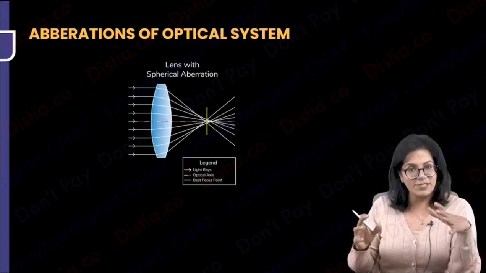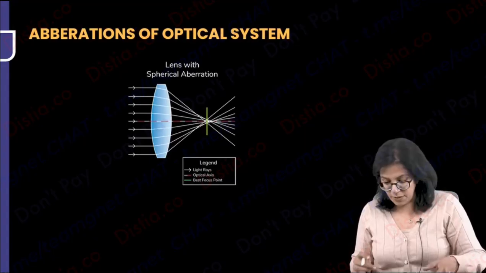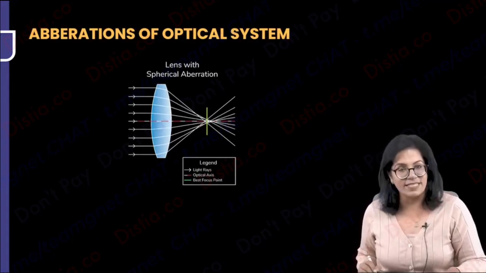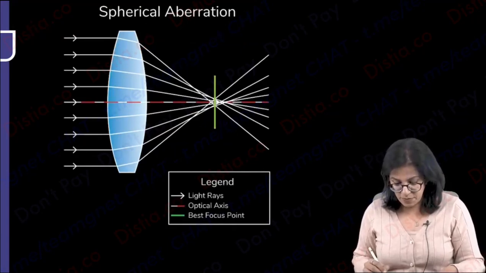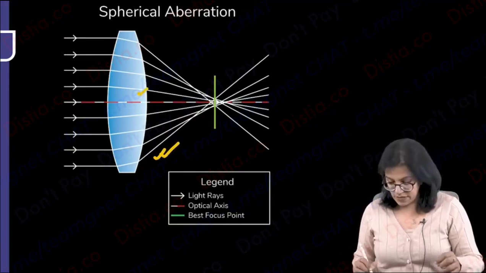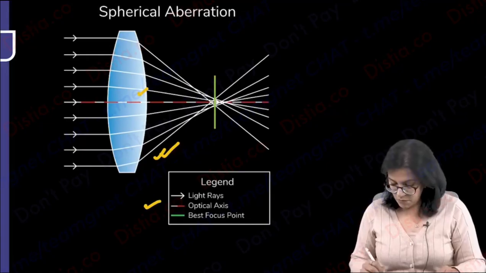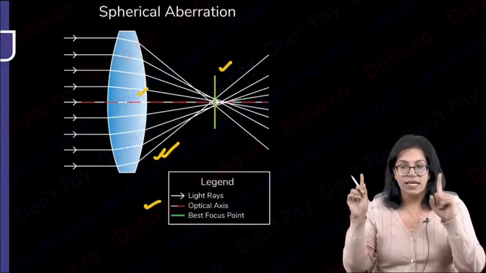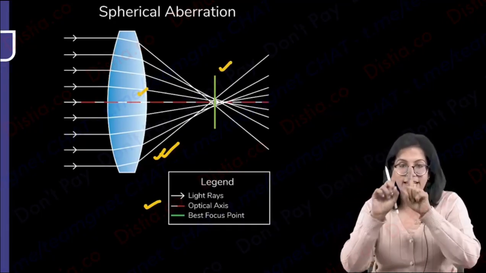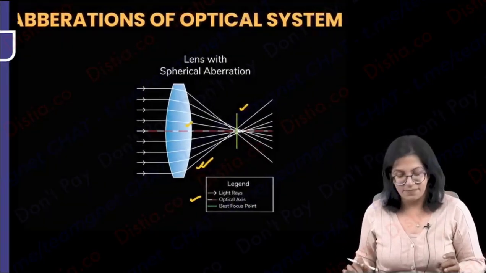Now talking about aberrations. I told you all these lenses will have aberrations, right? First is spherical aberration, which simply says that the bending of light rays from the periphery is always more than from the center. These are the light rays, this is the optical axis, the red one, and the best focal point therefore comes here. So what is very important to understand: spherical aberration means the periphery has more bending than the center. This is spherical aberration.